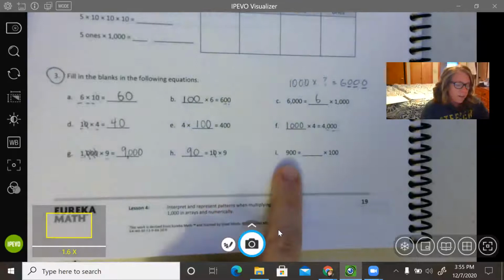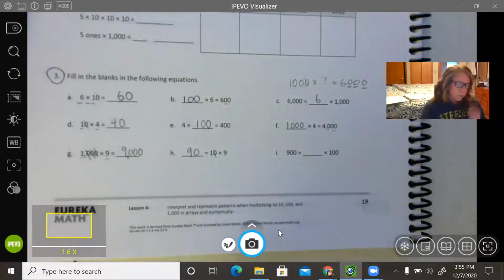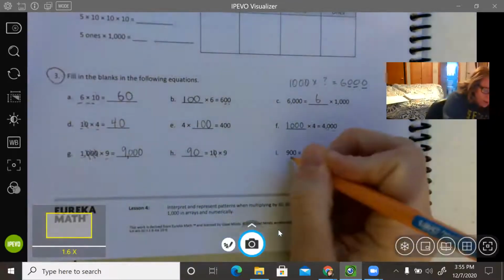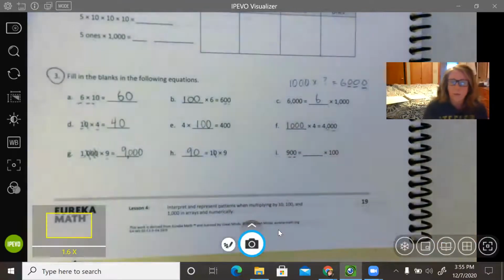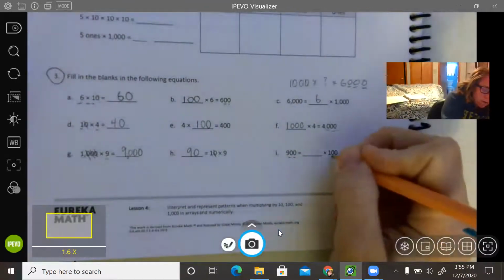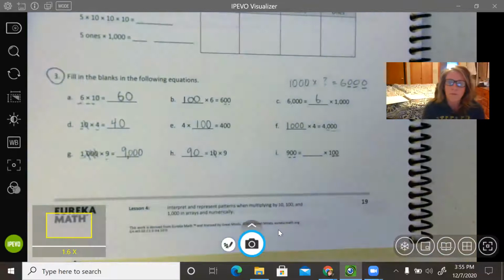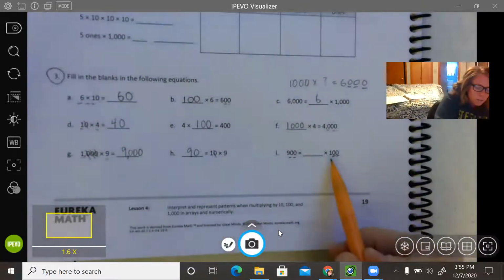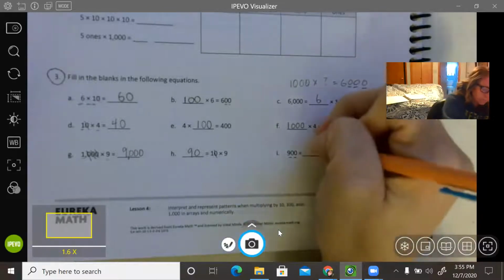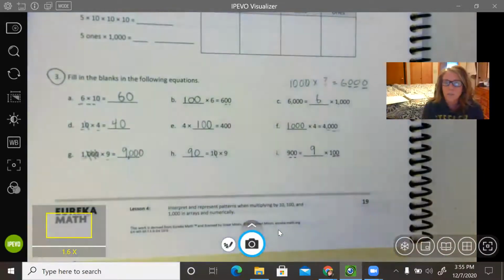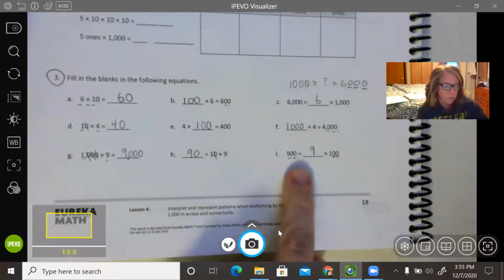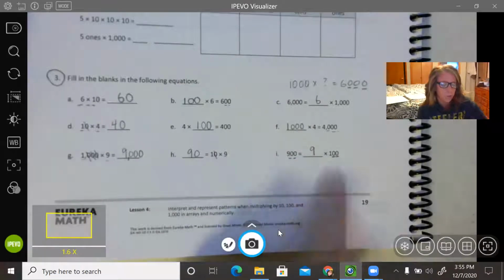Now I have 900 equals blank times 100. Here I have 2 zeros in my answer, but I already have 2 zeros in one of my factors. So now I'm just thinking 1 times what equals 9, which is 9. So 900 equals 9 times 100.